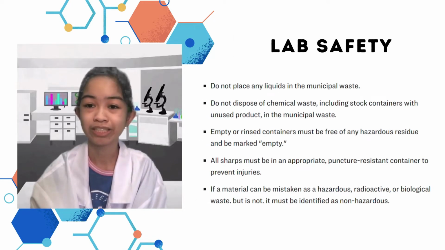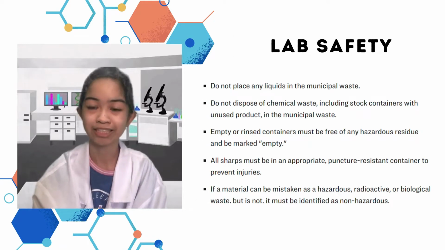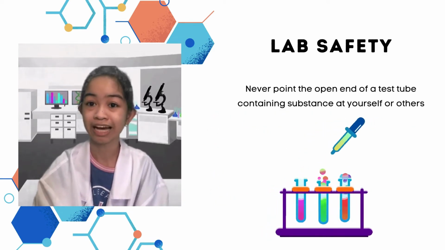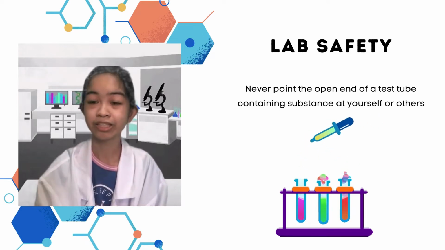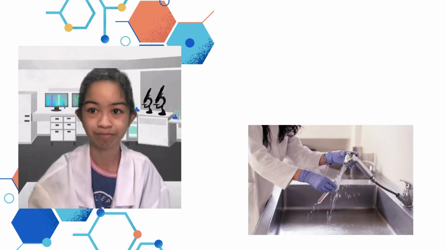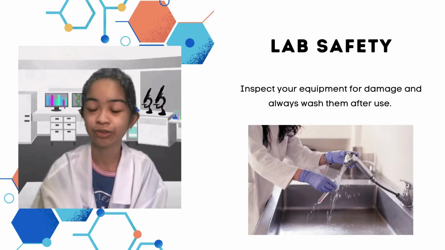Never pour chemical waste into sink drains or waste baskets and place them in appropriately labeled waste materials. Never point the open end of a test tube containing substance at yourself or others. Label your samples properly so that further in the experiment you won't get things mixed up. Inspect your equipment for damage prior to use and always wash your materials after the experiment.